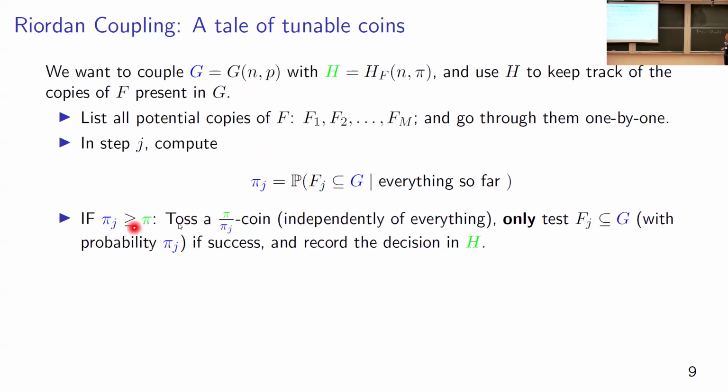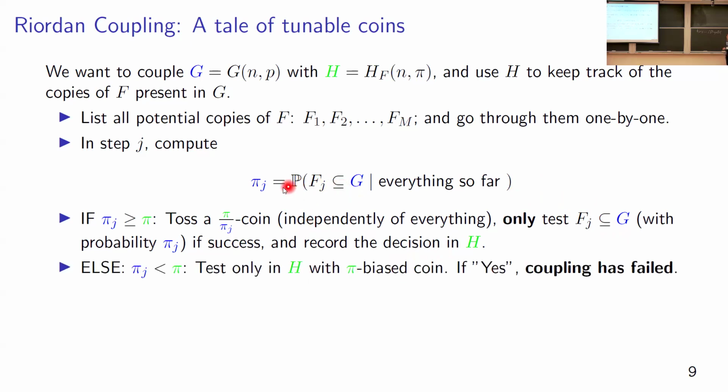If this is large compared to the pi, then you toss a certain coin, and if this is a success, then and only then do you test whether you actually see this copy in G. And if you decide to test it, then you record the decision in H. So that's the one case. The other case is maybe this conditional probability is small. Then you only test in H whether you should see the hyperedge. And if you then get a yes, then the coupling sadly has failed.